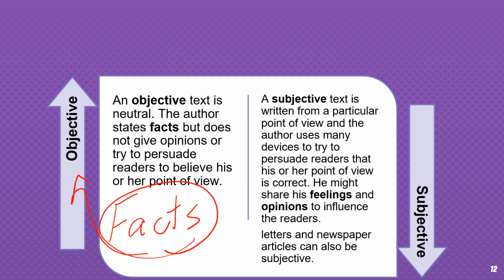For example, letters, newspaper articles, they can be subjective. So when I'm talking about opinions, I can say that this text is subjective because this text has personal opinion. And when the text has facts and the author is neutral, not taking sides, we can call this objective. One more time, objective facts, subjective opinion.